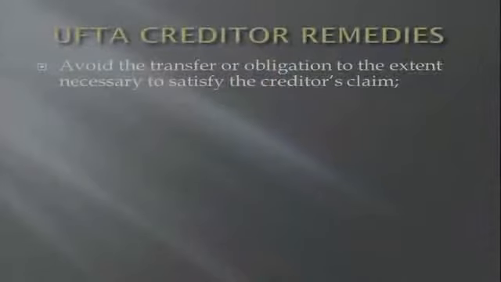UFTA creditor remedies. The UFTA is a very powerful statute when used correctly. The first remedy that I wanted to talk about, and I did a little bit before, is the remedy of avoidance. You can set aside a fraudulent transfer under certain circumstances. Make the asset come back. In essence, you are going to be turning around and suing the recipient of the transferred property.